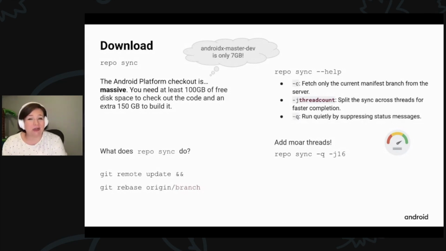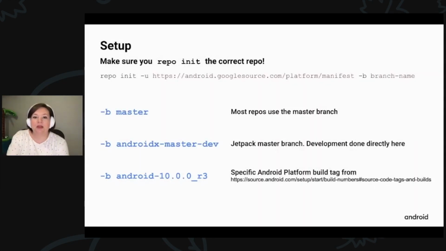Curious what repo sync actually is doing? Under the hood, it's updating the remote and rebasing your changes on top of it. That's all. And repo sync can be sped up by allowing it to run on more threads, and it's super helpful for the first time that you're downloading code. Most of Android platform and Jetpack development happens in the platform repo, but on different branches. When you initialize repo, you pass the branch parameter to tell it which manifest to use when downloading dependencies. AndroidX master dev is where all of Jetpack development happens.